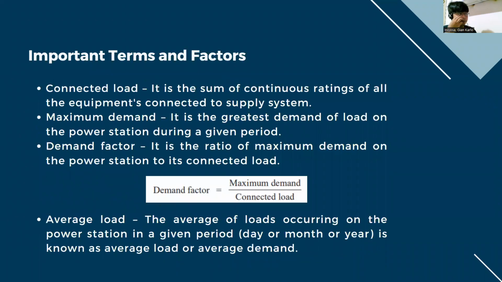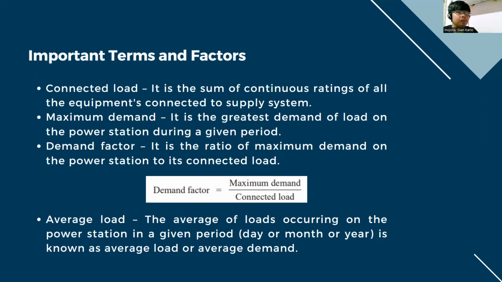So, important terms and factors. The sum of continuous ratings of all the equipments connected to a supply system is what we call the connected load. The greatest demand of load on the power station during a given period is what we call the maximum demand. And the demand factor is the ratio of maximum demand on the power station to its connected load.